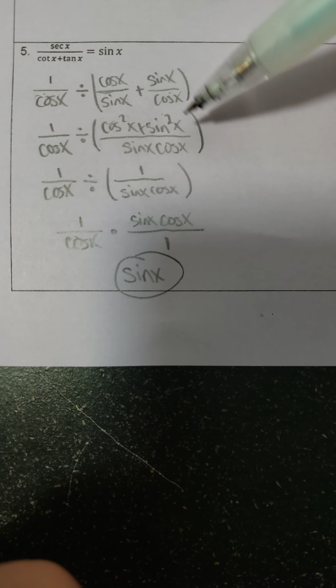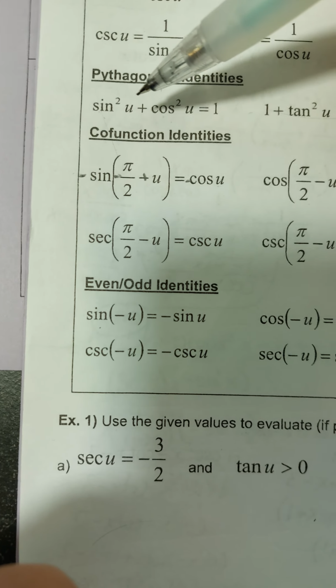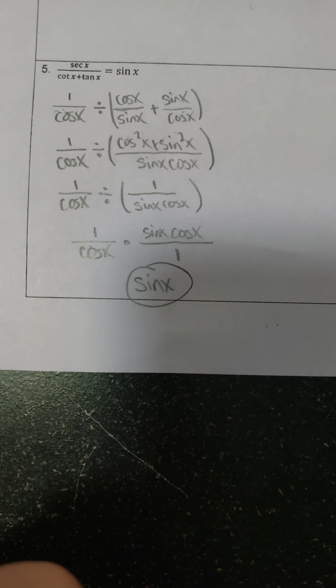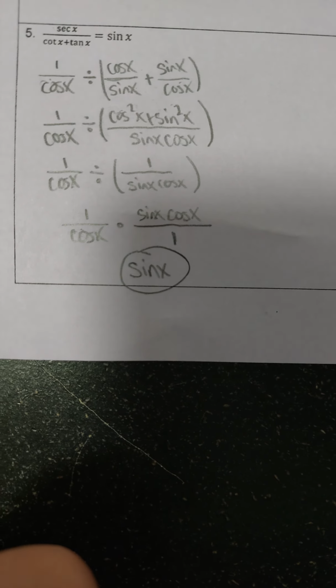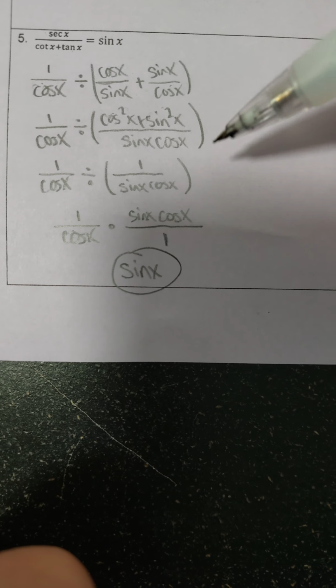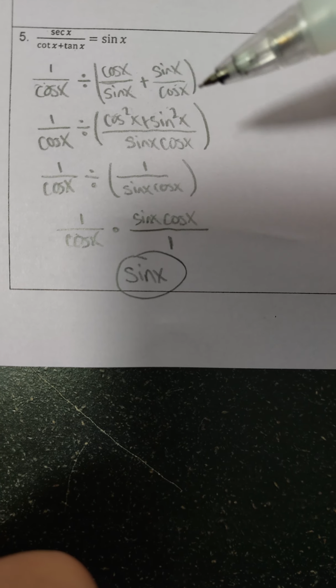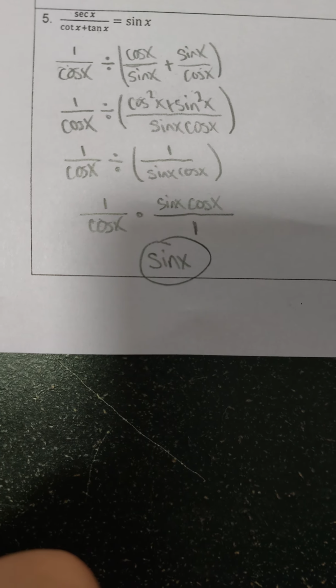Again, now we have these squares, so now we have options. We can do something with that, right? Cosine squared x plus sine squared x is 1. Nice. So now we can simplify that to just 1. Now we have 1 over sine x times cosine x. All right.